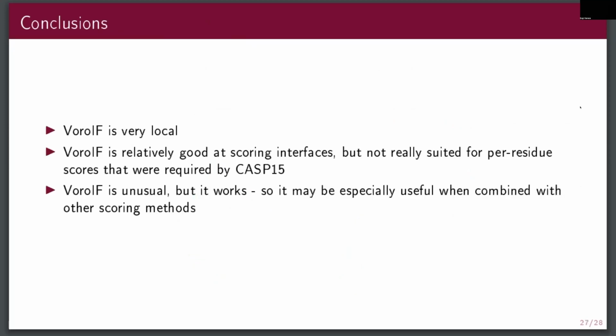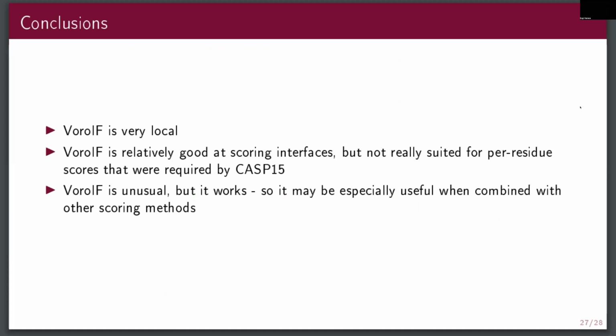So, conclusions. The GNN is really very local. We basically look just at the interface context. So it's both good and bad. Also, VoroIF is relatively good at scoring interfaces, but not really suited for per-residue scores that were required by CASP15. When the method was developed, we didn't really care about it and did the per-residue scoring at the very last moment.